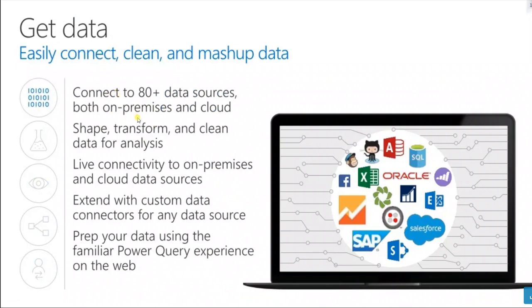So the first option is, as we discussed previously, like the get data. So here, you can easily connect, clean, and mesh up data. So you can connect up to like 80 plus data sources both on-premise and the cloud platform. So you can transform the data, you can clean the data, then you can shape the data for the analysis. So you can even connect the live connectivity to on-premise and cloud data sources.